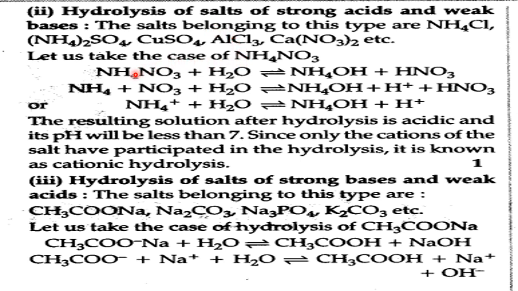First, this is the salt which, with water, undergoes hydrolysis and gives the acid and the base. But this acid is a strong acid and this is a weak base. Because it's a strong acid, it dissociates completely. So, see here, NH4NO3 plus water gives NH4OH plus HNO3. What happens here? NH4 with H2O gives H plus. Then it becomes NH4OH. That means H plus will remain.